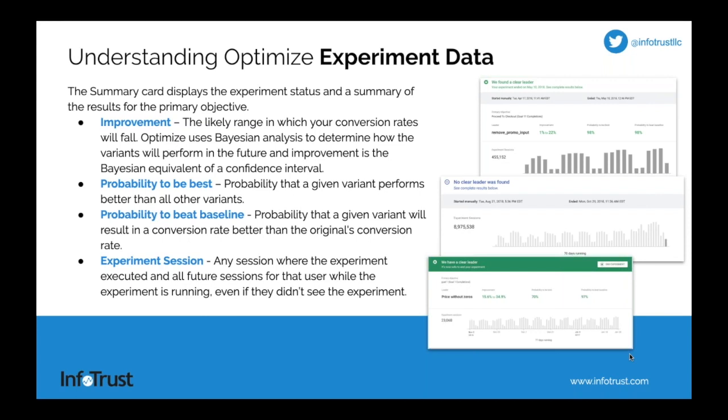An experiment session is any session where the experiment executed and all future sessions for that user while the experiment is running, even if they didn't see the experiment or really the variant. So even if they saw the original, obviously those users are still included in the experiment session.